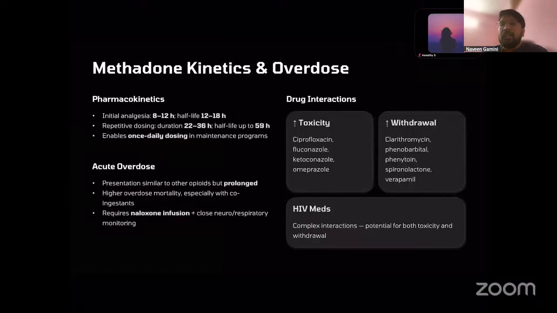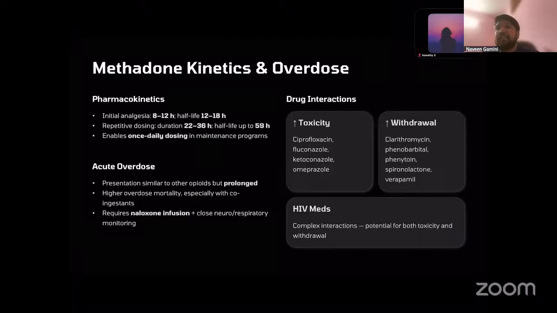So let's talk about the pharmacokinetics. The initial analgesia starts within 8 to 12 hours, and the half-life of the drug is 12 to 18 hours. If you use repetitive dosing, then this half-life can extend up to 59 hours. The advantage of this is we can have once daily dosing for the maintenance phase. So methadone's main role is in chronic analgesia, where we can use once a day dosing.